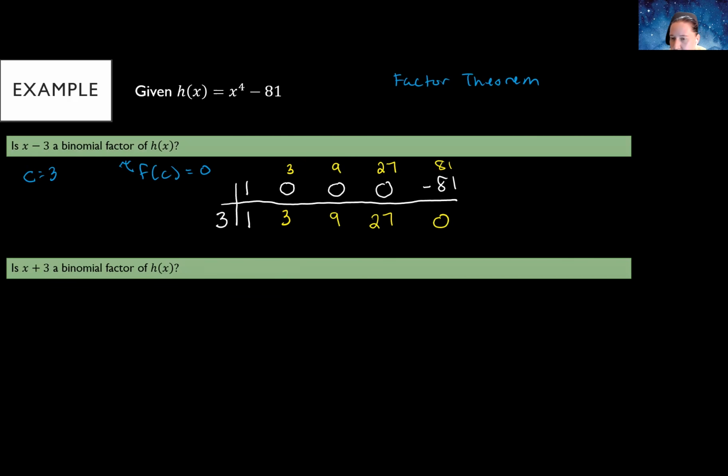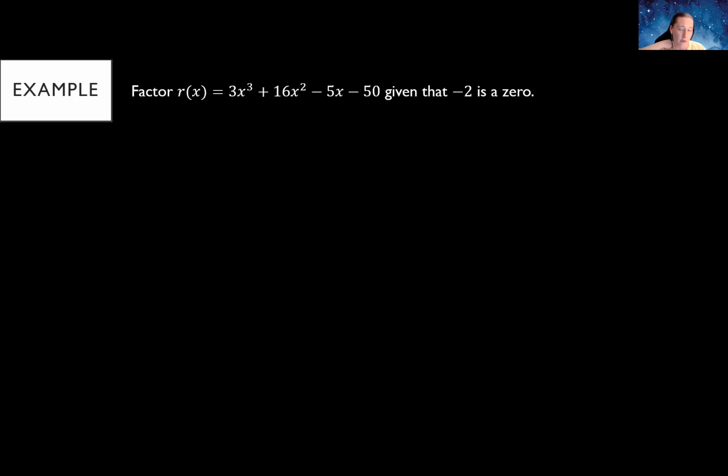So the nice thing is having all those zeros kind of makes it really nice. So the answer is yes. X minus 3 is a binomial factor. Basically it's a factor. If you tried to factor x to the fourth minus 81, that is going to be one of the factors that you will get. So we're actually going to use the factor theorem essentially to factor this polynomial.